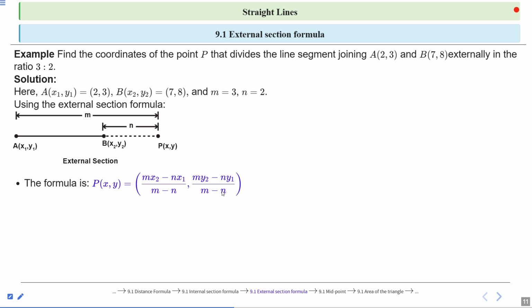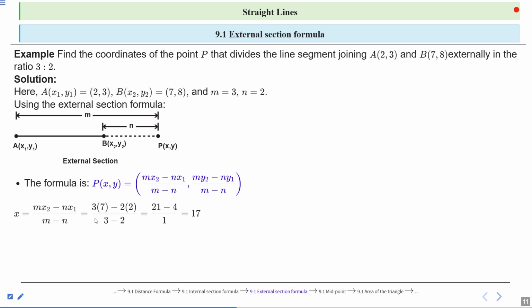Okay, so now we have to substitute the values of A x1, y1 and B x2, y2 and m equal to 3 and n equal to 2. Then we will get the point P x, y. So here you first solve for the x coordinate, that is x equal to m times x2 minus n times x1 divided by m minus n.